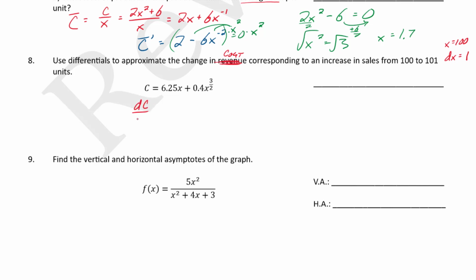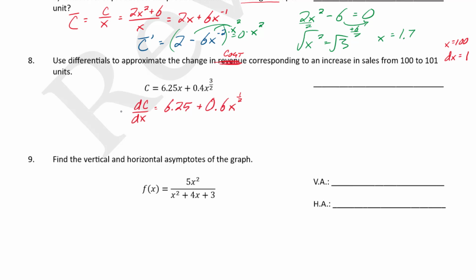Take the derivative of this side with respect to x. So instead of using the c prime notation, I'm going to go ahead and bring in those differentials. So dc over dx equals 6.25x is just going to be 6.25. And then plus, let's go with 3/2 times 0.2. So that would be 0.4 times 3 divided by 2, that gets me 0.6. And then the new power is going to be 1 less than 3/2, so that would be 1/2.